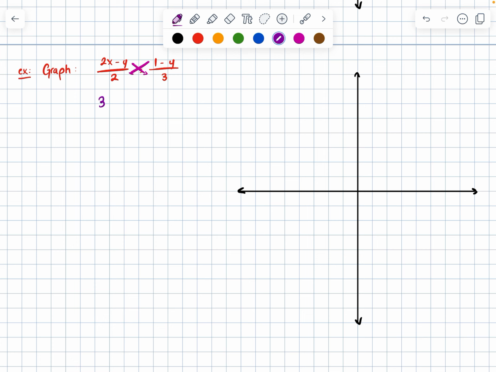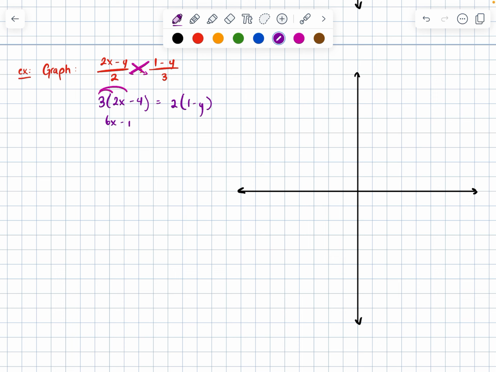I can solve a proportion by cross multiplying. So I'm going to take 2x minus y and multiply it by 3. And then I'm going to take 1 minus y and multiply it by 2. I'm going to use parentheses here to make sure that the entire expression in the numerator of each fraction gets multiplied. If you want to multiply everything by the least common denominator, you could do that too.